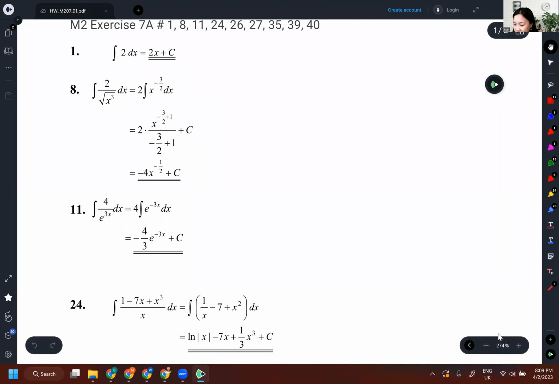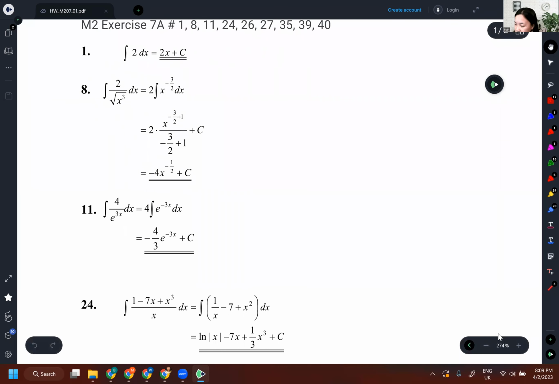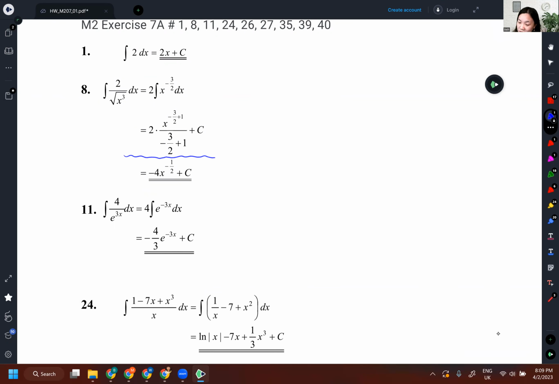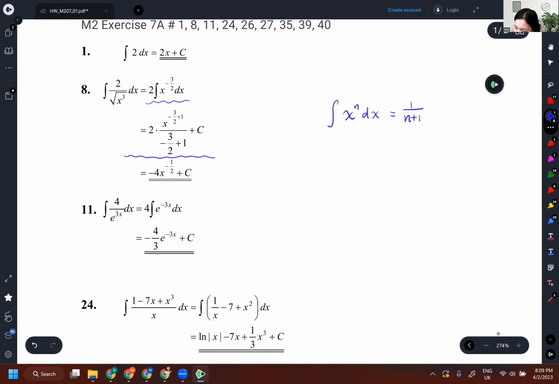I think at this stage, you should show this step, because you know that you're taking out a factor and that's needed. And also you are applying this formula, unless it really is very simple. In this case, n is -3/2.